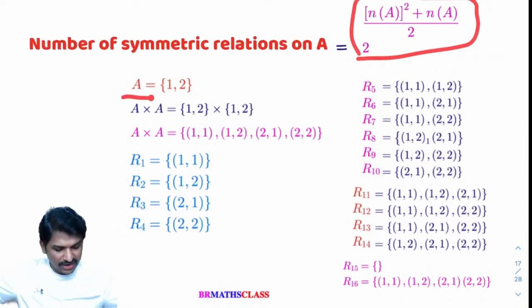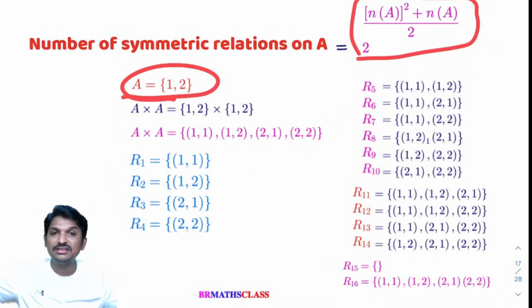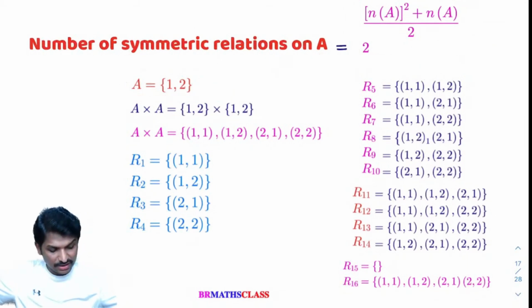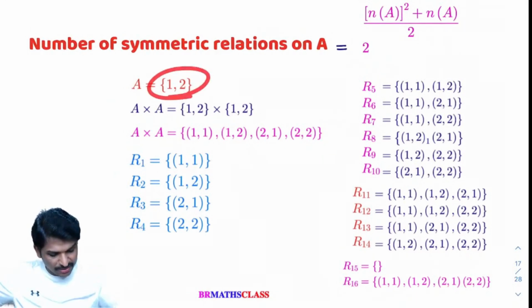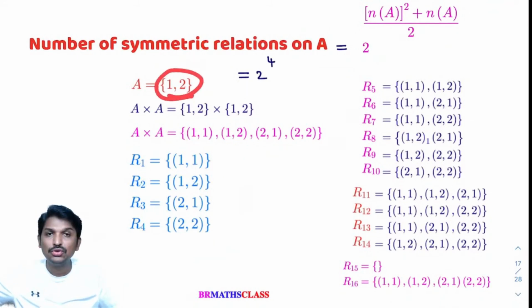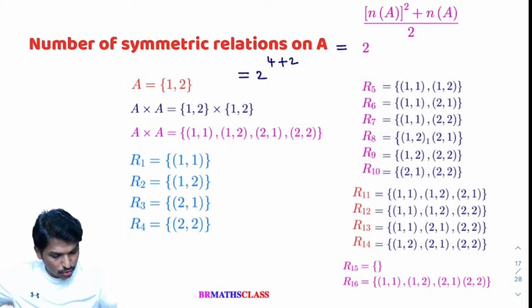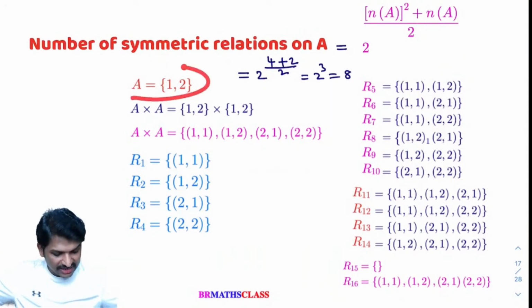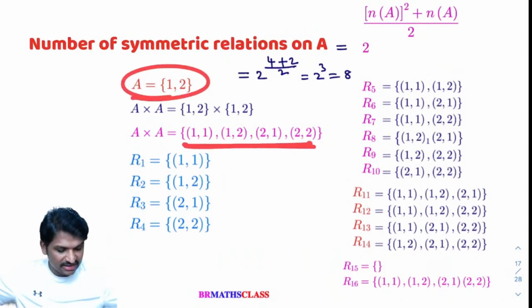Okay, here I have taken one example. This set contains how many elements? This set contains 2 elements. So on this set, how many symmetric relations can I form? For that, I'll calculate here: 2 power (n of A whole square plus n of A) divided by 2. n of A is 2. 2 square is 4, plus 2, divided by 2, that is 2 power 6 by 2, which is 3. 2 cube, 8. That means when I take set A like this, A cross A contains 4 elements.